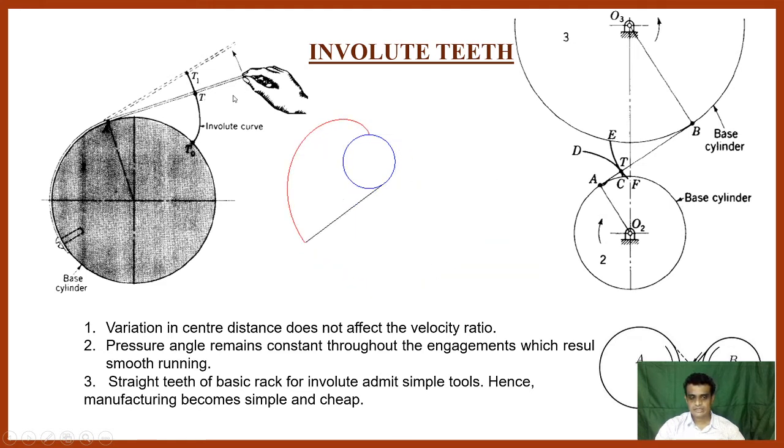When we trace that end of that string, we generate one profile which is called the involute tooth or involute profile. In gears, we have to consider one base circle and wound that string on that base circle. We have to unwound that. We can find the generated profile, which is the involute profile.